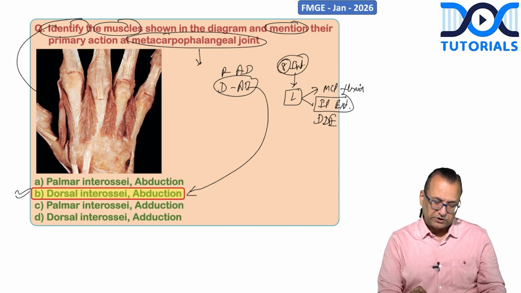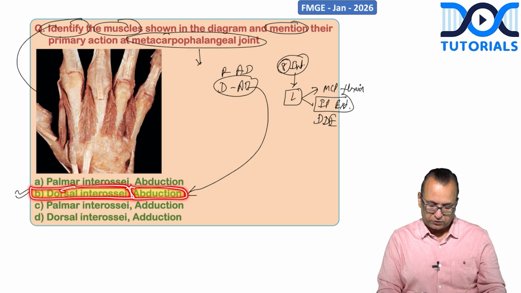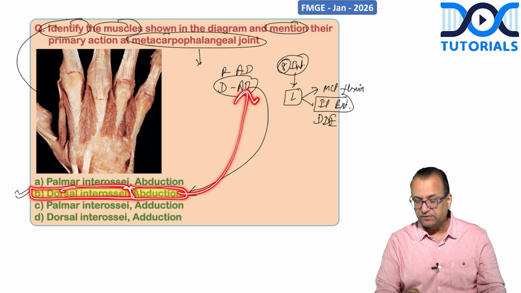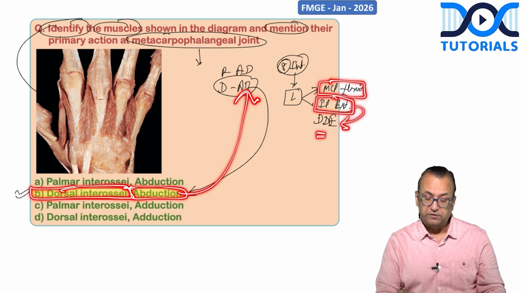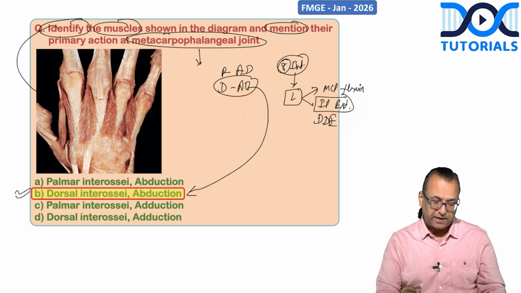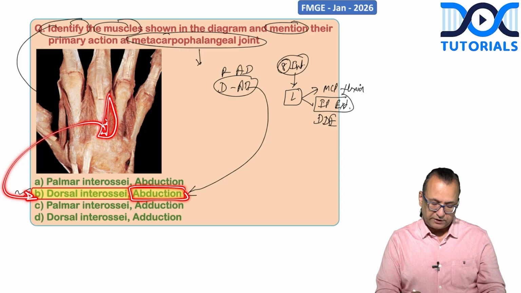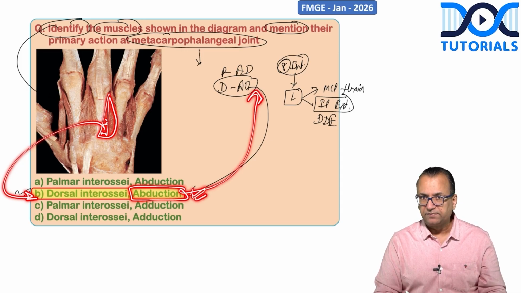What is the first action of dorsal interosseae? It is, of course, abduction. Second action, MCP flexion. Third action, interphalangeal extension, because it is inserted on the dorsal digital expansion. So remember the sequence. Since these are bipinnate muscles, they are dorsal interosseae. Their job is DAB. We'll keep our answer as choice number B.